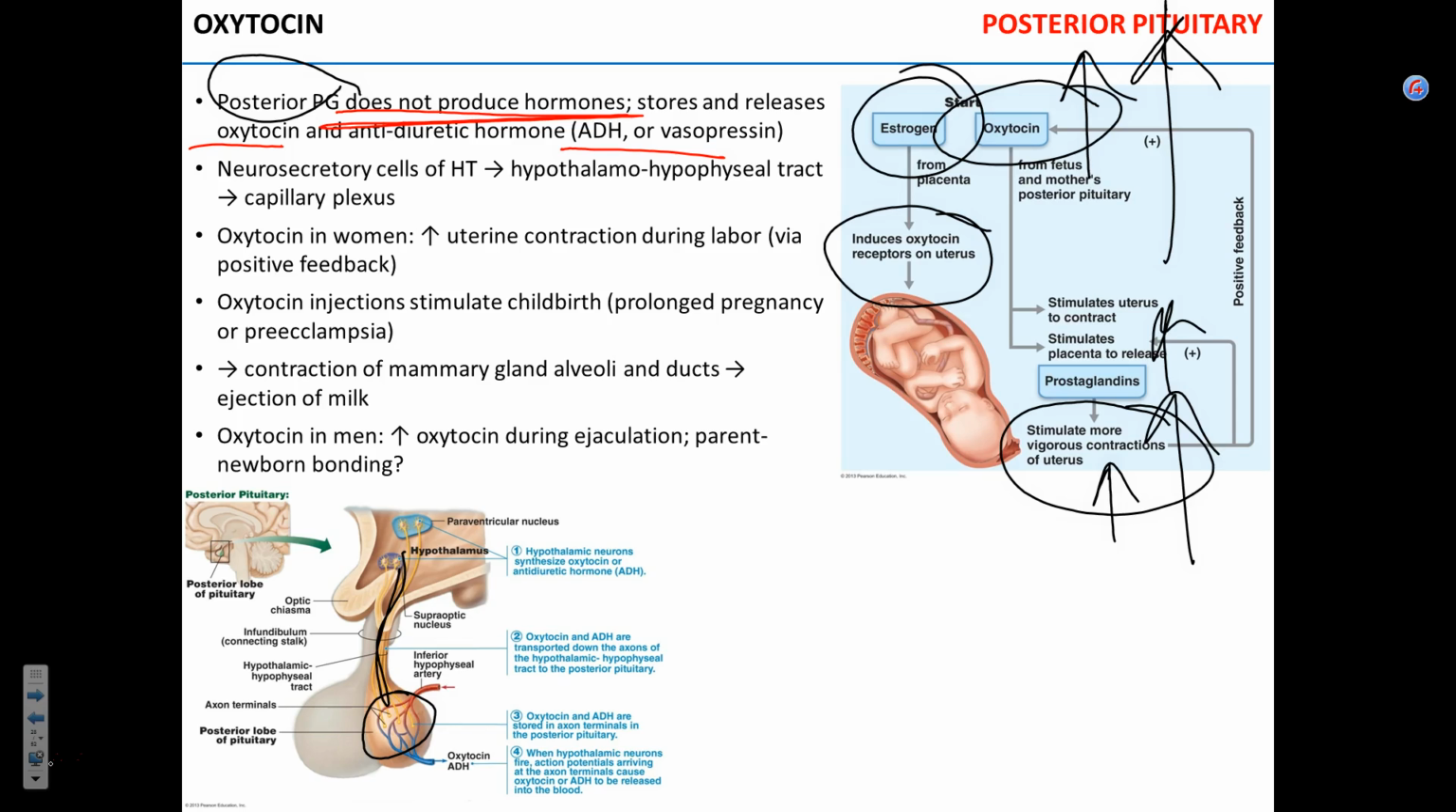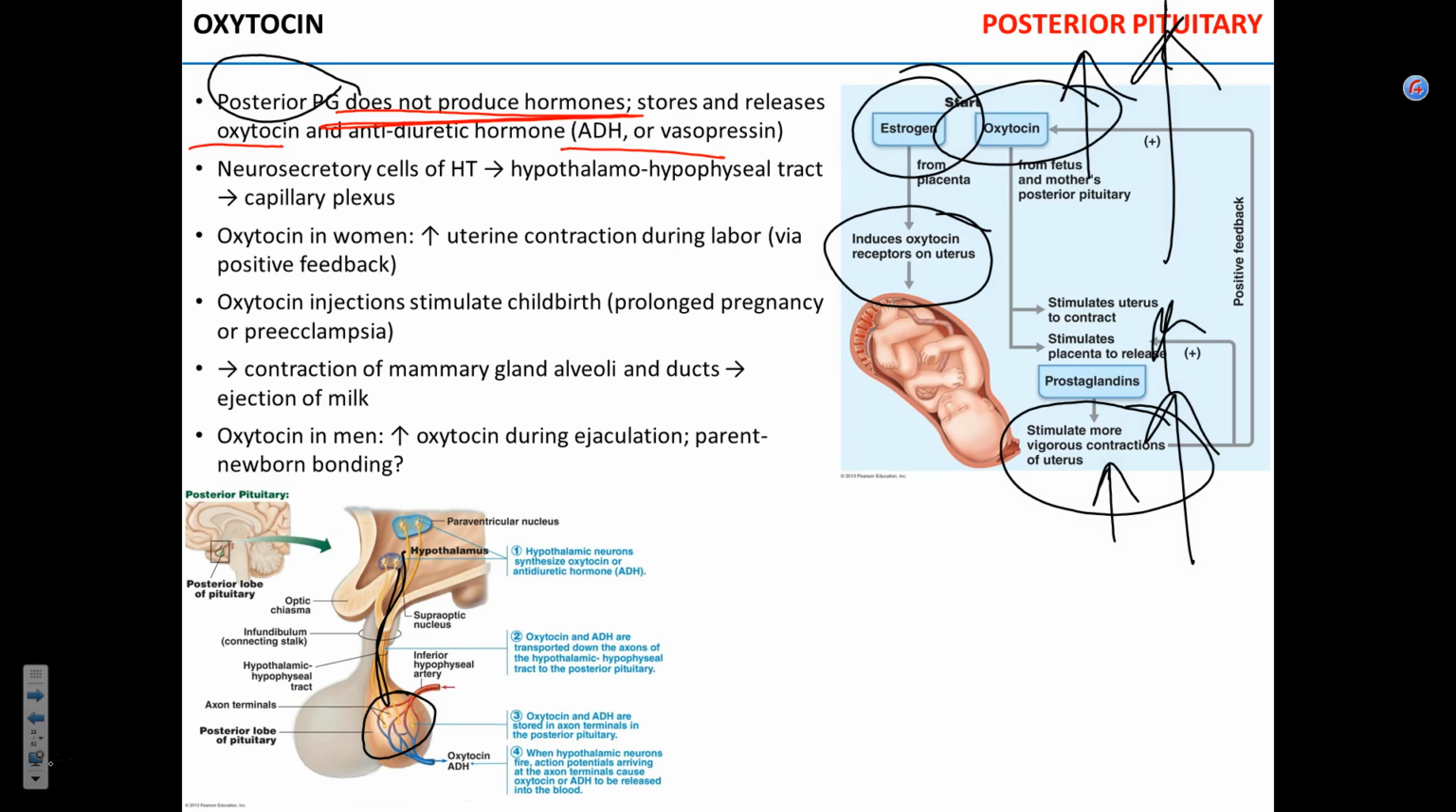So in some cases, childbirth has to be stimulated, in conditions like preeclampsia or some other conditions, like having two seven-pound twins, that you need to stimulate. You don't let them grow even bigger. So oxytocin is used to stimulate the contractions and stimulate the birth.